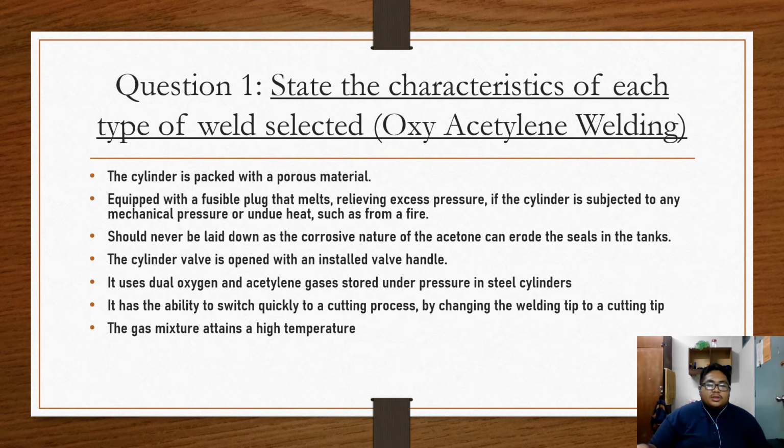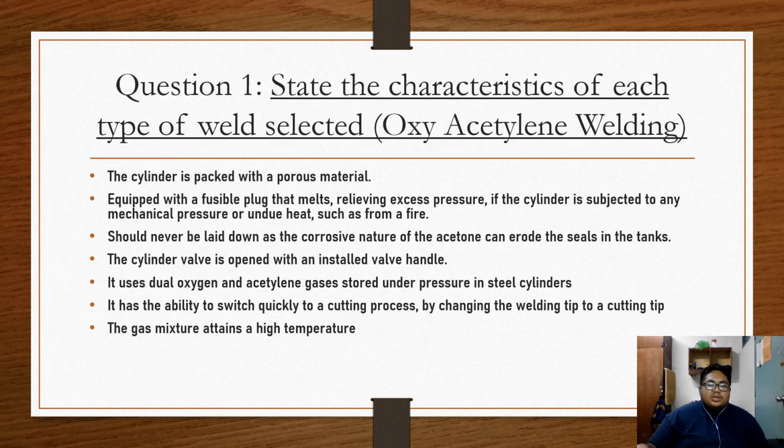Continuing the point, the cylinder is packed with a porous material, equipped with a fusible plug that melts, relieving excess pressure if the cylinder is subjected to any mechanical pressure or undue heat, such as from a fire. It should never be laid down, as the corrosive nature of the acetone can erode the seal in the tank. The cylinder valve is open with an installed valve handle. It uses dual oxygen and acetylene gases stored under pressure in steel cylinders. It has the ability to switch quickly to a cutting process by changing the welding tip to a cutting tip.